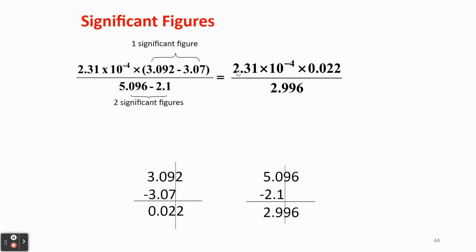We're going to plug 2.31 times 10 to the minus 4 times 0.022 divided by 2.996. Our calculator gives us 1.696 times 10 to the minus 6 for an answer. But because we only have one significant digit here, we're really going to round our answer to one significant digit. So 2 times 10 to the minus 6 would be our answer.